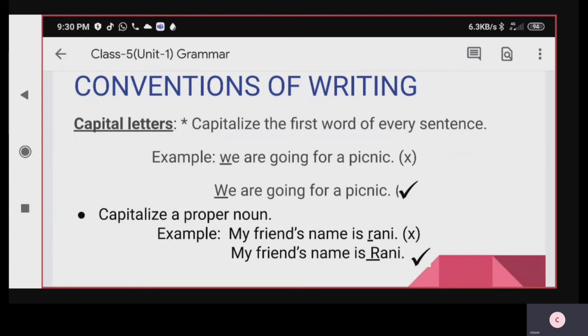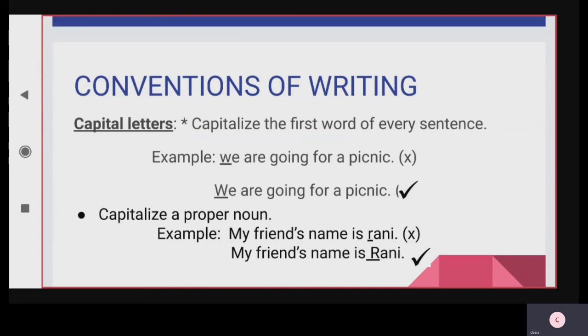Capitalize the first word of every sentence. It means the first letter of the first word in a sentence should be capital. To start a sentence, it is always necessary to use capital letters. This means after a full stop, you always use a capital letter. Children, if the previous sentence ends with a question mark or an exclamation mark, you should also use a capital letter to begin the next sentence, if any.